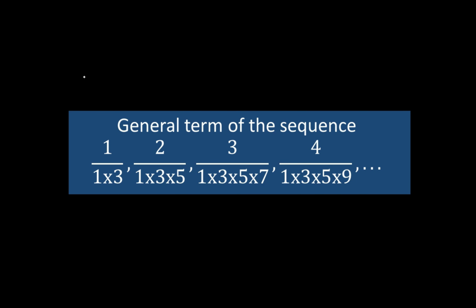Dear students, in this video we are going to learn how the general term of this sequence is found. The sequence is: the first term is 1 divided by 1 multiplied by 3. In the second term, the numerator is 2 and the denominator is 1 multiplied by 3 multiplied by 5. In the third term, 3 in the numerator and in the denominator 1 multiplied by 3 multiplied by 5 multiplied by 7. In the fourth term, 4 in the numerator and in the denominator 1 multiply 3 multiply 5 multiply 9.